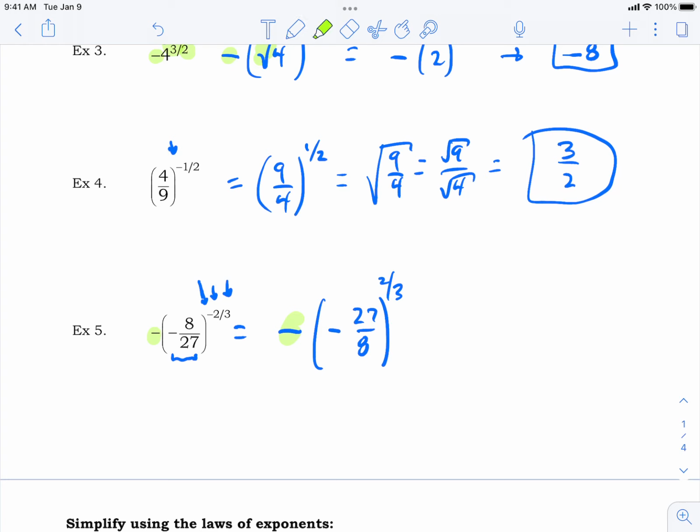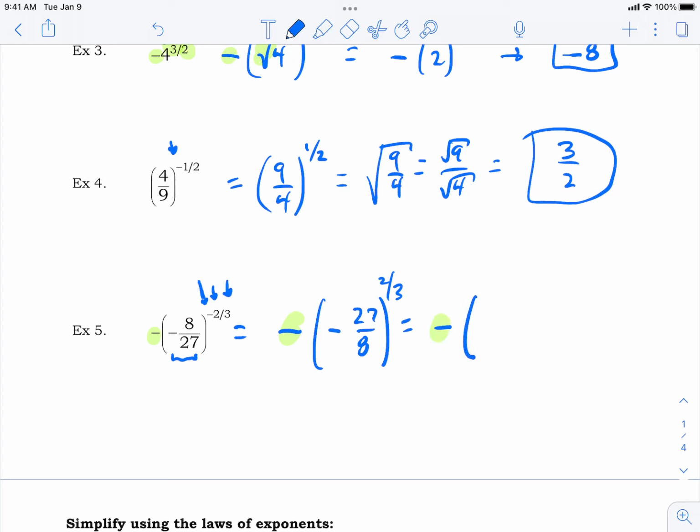Okay, from here, I got a couple choices. Do I feel like taking the negative 27/8 and squaring it? Ooh, heavens, no, I hope I don't have to do that. I could instead cube root it first and then square. Yeah, I think I'll do it that way. I will cube root it first and then square. So what have I got here? I've still got this negative out front. This negative has just been there, and it's just going to stay there.